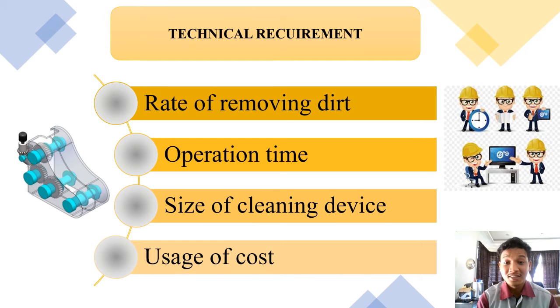Third, the size of the cleaning device. Wheelchair users prefer the size of the wheelchair cleaning device to be small and portable. The main reason is that the device should be small enough to place in a house environment and easy to carry from one place to another. The proposed device will have a size of around 50 cm x 50 cm, which is what the survey respondents required. Last, usage of cost.